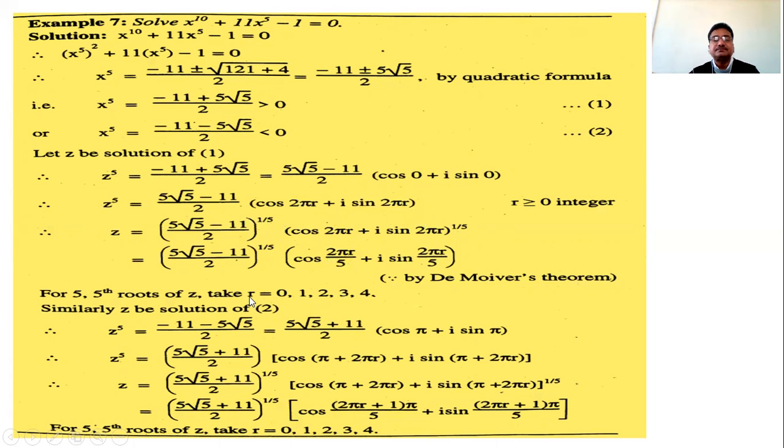And substitute k equal to 0, 1, 2, 3, 4. Then we get the 5 fifth roots of this. And those values are these. Substitute k equal to 0, then 1, then 2, and then 3, and 4. We get the 5 fifth roots of this number. Okay, these are the values.